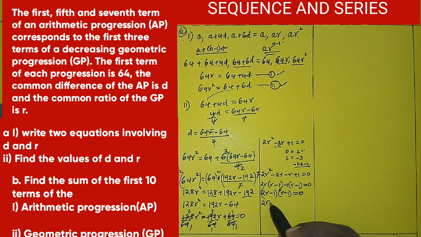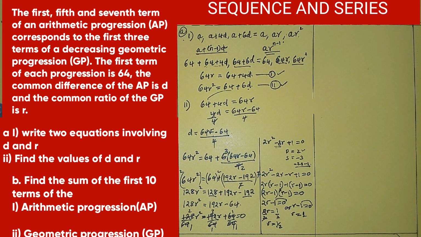That means 2r minus 1 equals 0. 2r equals, we take 1 to the other side, which is 1, divided by 2, divided by 2. Therefore, r will be equal to a half. Or r minus 1 equals 0, we take 1 to the other side, so r equals 1. But here we are told the first three terms of a decreasing geometric progression. So for us to have a decreasing geometric progression, r should be a half. So we take the value of r to be a half.